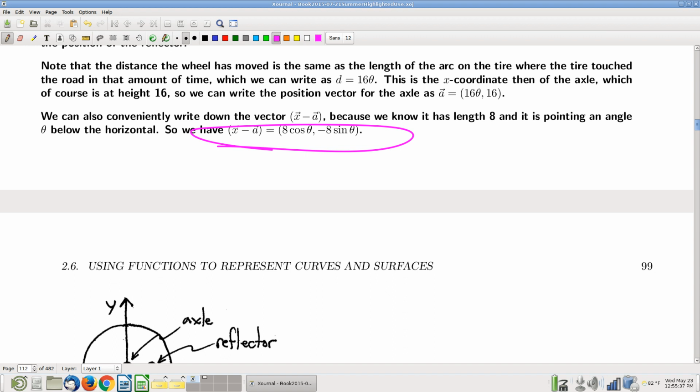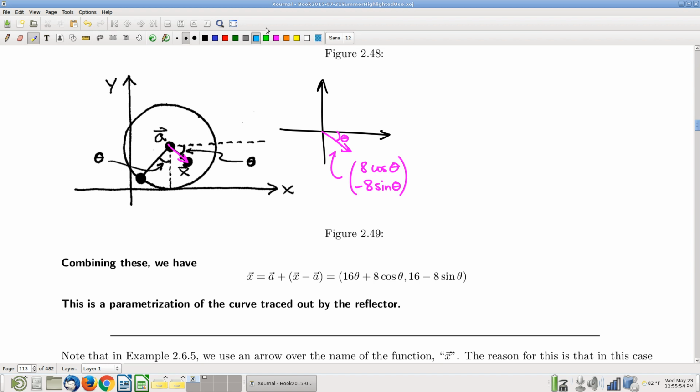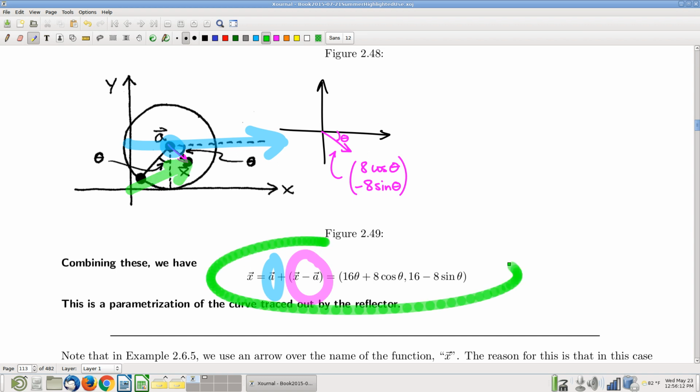So, we figured out where the axle is. The axle is like that. We figured out what to add to the axle's position to get the reflector, namely the difference vector. And so the reflector is just the sum of those two. It's axle plus difference. And that gives me what I'm looking for. Again, what I was looking for is the position of the reflector, and it's that sum.